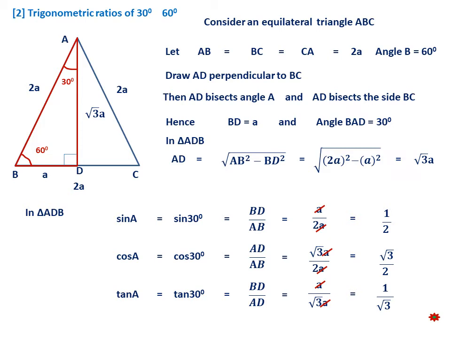Tan 30 will be equal to BD by AD. That will be equal to a by root 3a. BD is a and AD is root 3a. Therefore, this is equal to, once again cancelling a, 1 by root 3. Therefore, we got three ratios: sine 30, cos 30 and tan 30 degree. Now, using the same triangle, we can also find sine 60, cos 60, tan 60, of course applying the definition. So, let us do that.